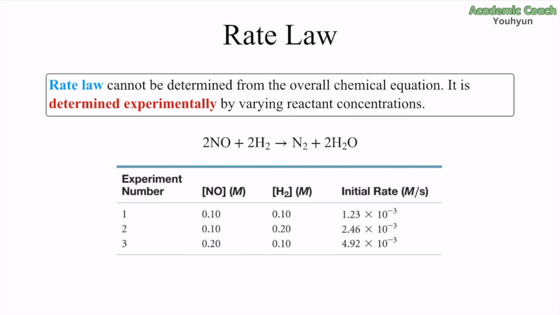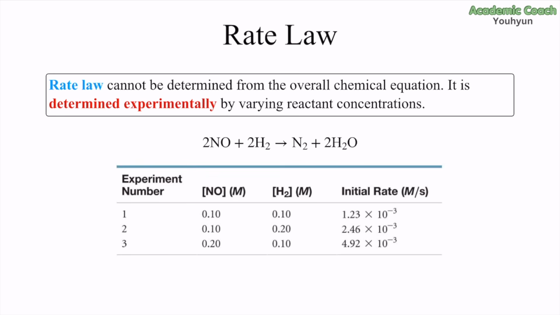This is the table that you will need to find the powers n and m for each of the reactant species. For this reaction, we have three trials or three different experiments. Each time the concentration of nitrogen monoxide or the concentration of hydrogen is changed, and then the initial rate is measured.